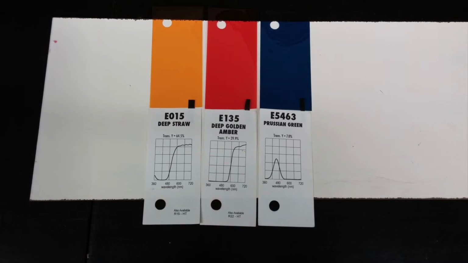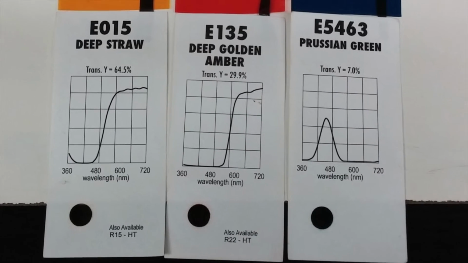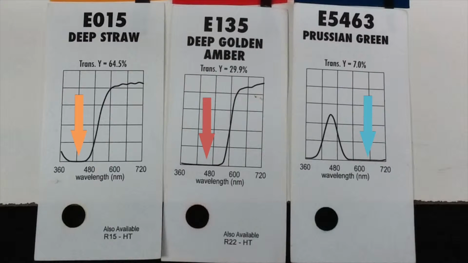We can also use percent transmission versus wavelength graphs to understand our filters. Smaller transmittance numbers mean less light is transmitted, or that more is absorbed, by the filter, while higher transmittance numbers mean that more light is transmitted, or that less is absorbed. Using the graphs, predict what colors will be absorbed or transmitted.